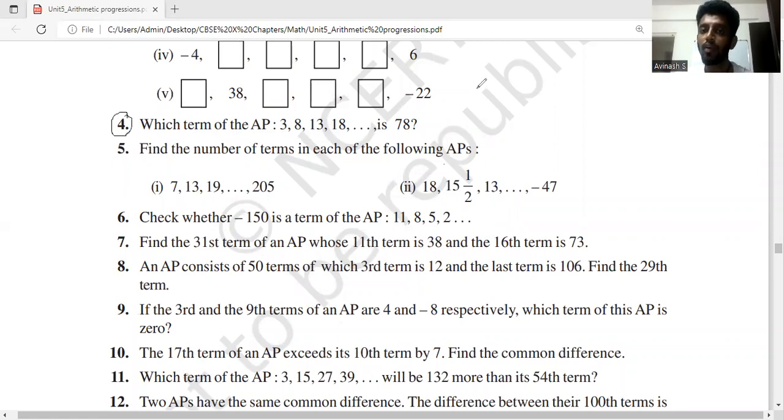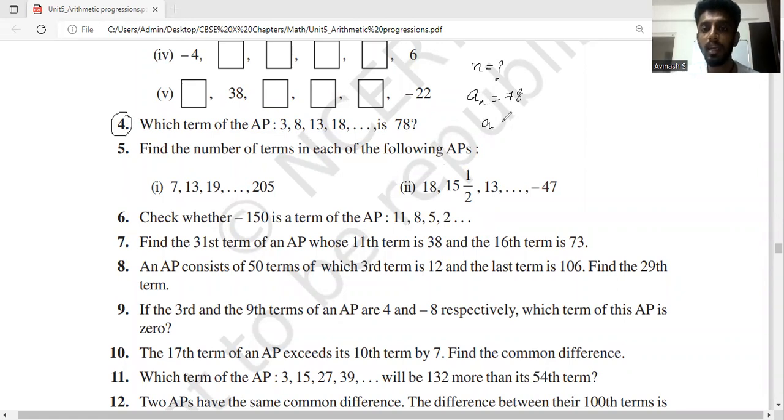So we have to find the value of n. So that needs to be very clear. We need to find the value of n. And they have given the value of an as 78. If we do not know where that 78 will come, we designate that 78 as the nth term, which means it's going to come somewhere in the series. And we need to find where it is coming, which position it is. That is what we are going to find.